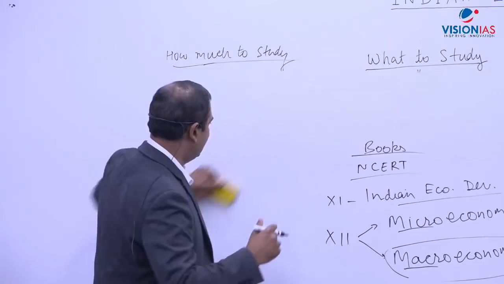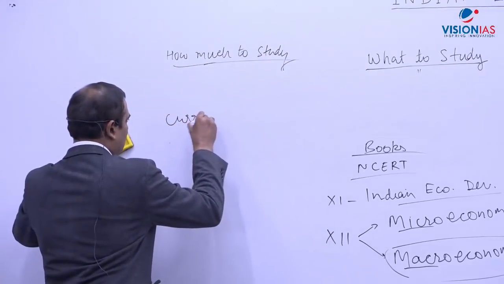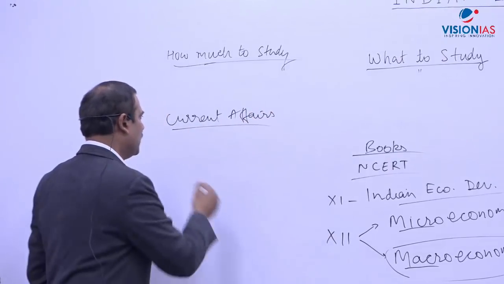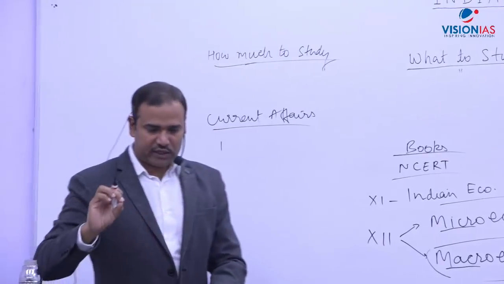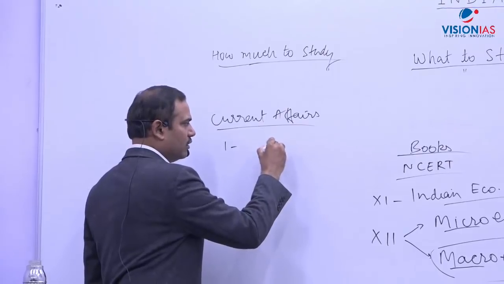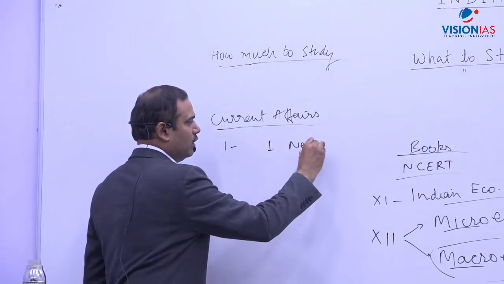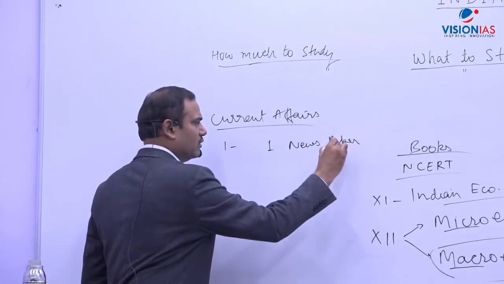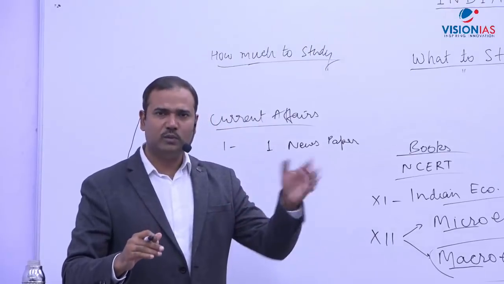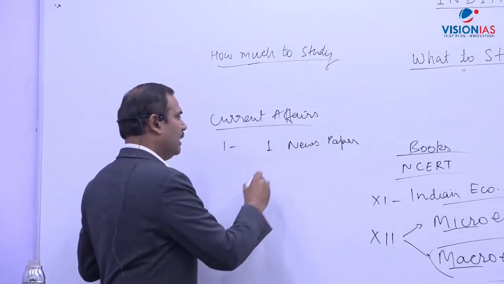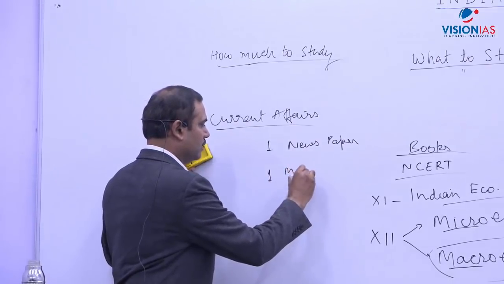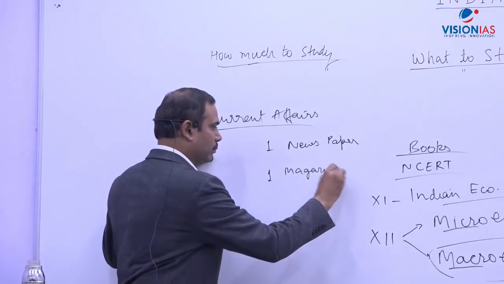Now finally, current affairs. What should you study? As I told you already, your target should be realistic. For current affairs, I think one newspaper, only one, is sufficient at this moment, whichever you think. It hardly matters: The Hindu or Indian Express, or if you don't like either, you can go through another. Just one newspaper and one magazine, and the magazine should be monthly.